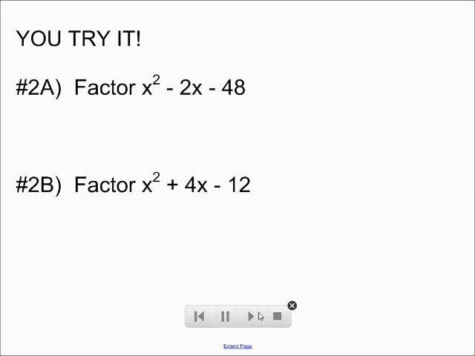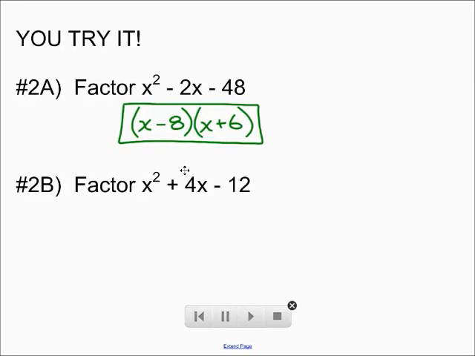Okay, try these. Remember to press pause, and I'm going to solve them as well. Okay, so we're looking for factors of negative 48 that add up to negative 2. Okay, negative 8 and positive 6 do the trick, because negative 8 times 6 is negative 48. Negative 8 plus 6 is negative 2.